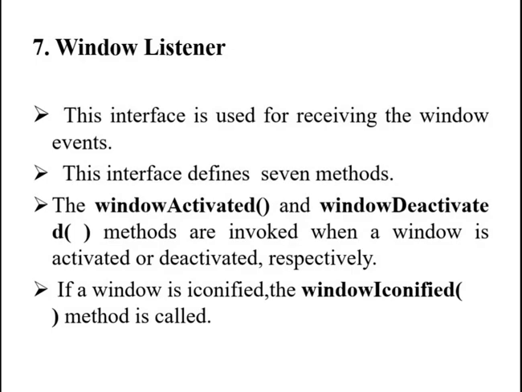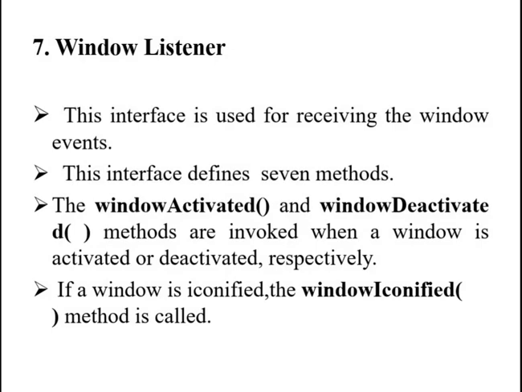The window event is generated when a user performs any one of the window related events, which are identified by many methods. There are seven types of methods. These interfaces define the methods that are windowActivated, windowDeactivated, windowOpened, windowClosed, windowClosing, windowIconified, windowDeiconified, windowGainedFocus, windowLostFocus, and windowStateChanged.